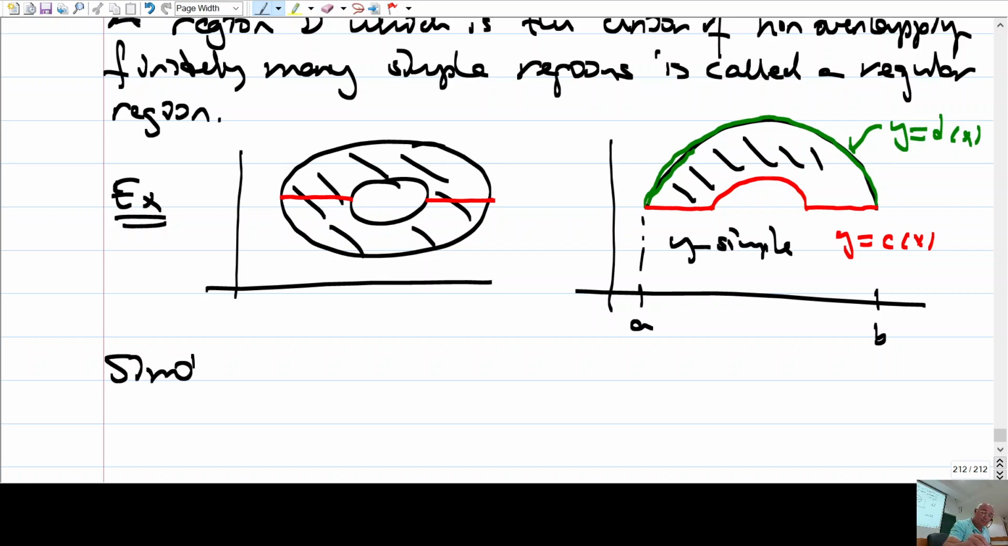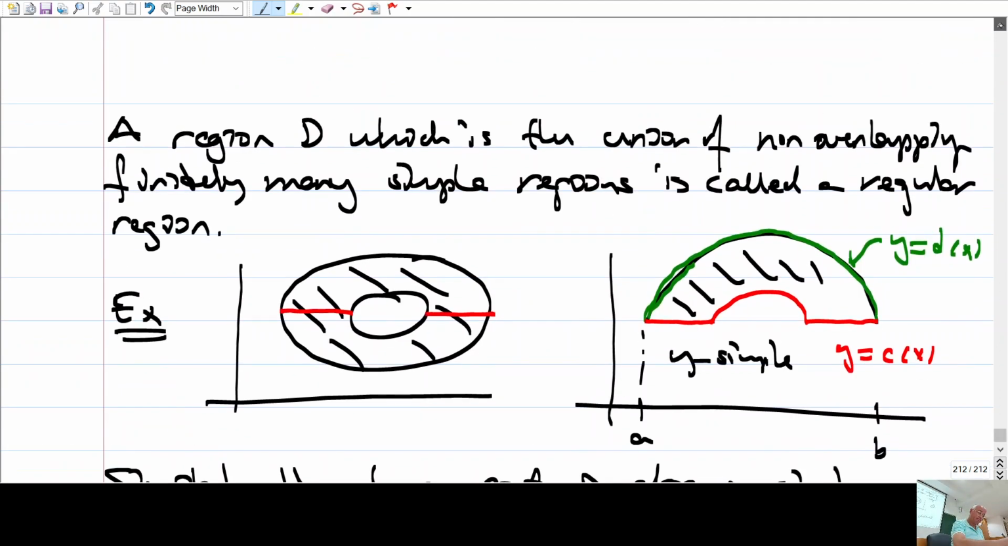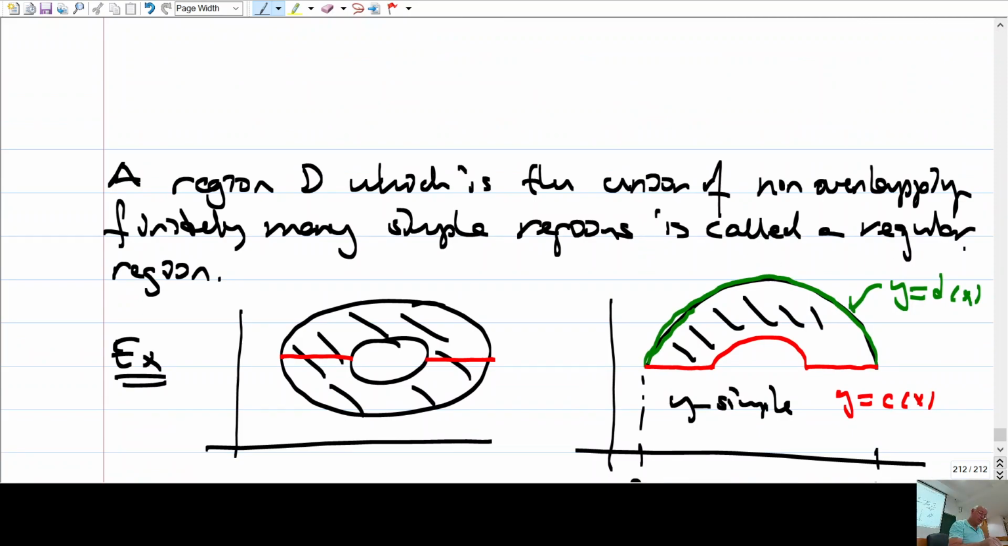Similarly, the lower part is also y simple. So this region is a union of two y simple regions. Therefore, this is a regular region. So regular means it's a union of finitely many simple regions.